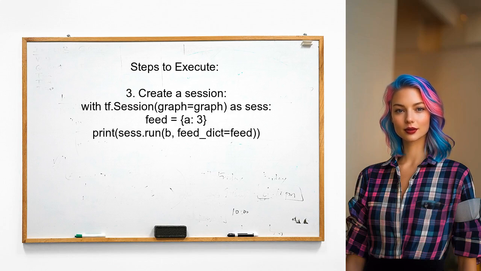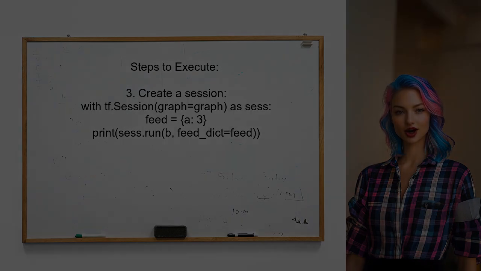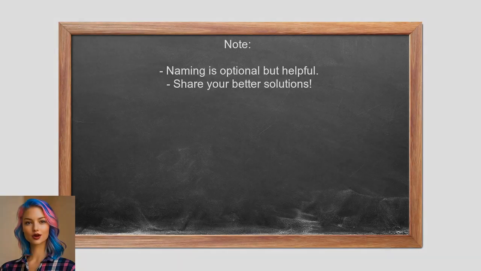This method helps avoid the error related to private placeholders. The user notes that naming is not strictly necessary, but it simplifies referencing later. They also encourage sharing any better solutions you might find.